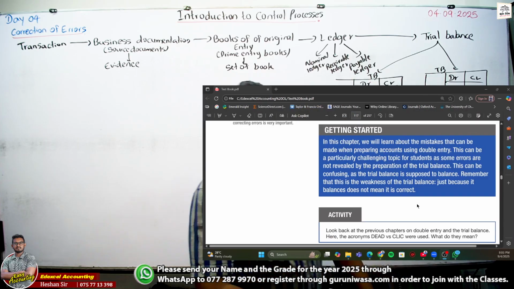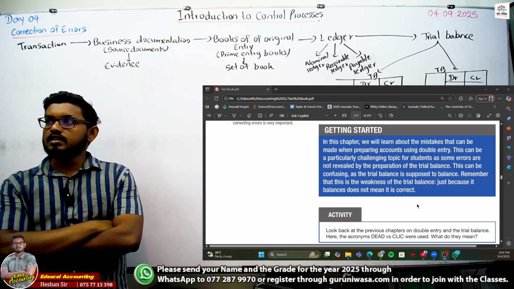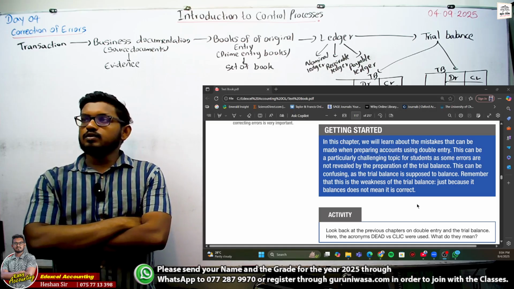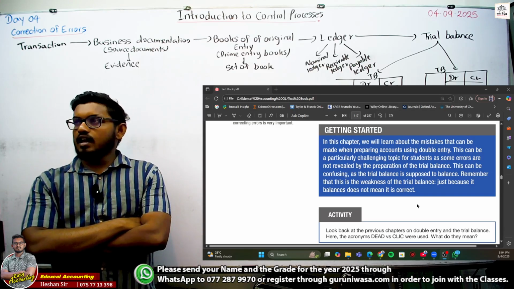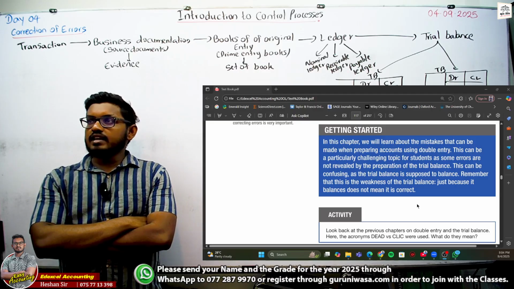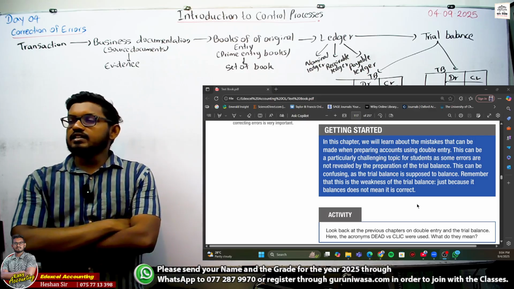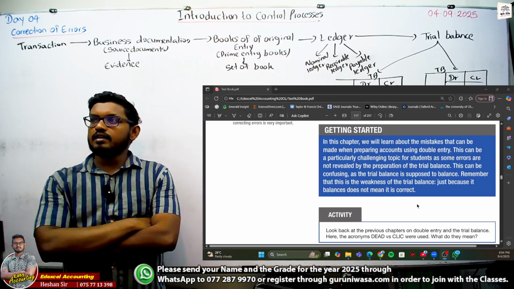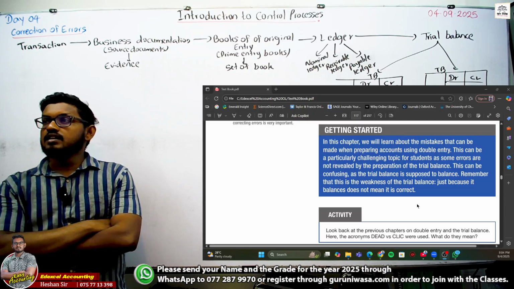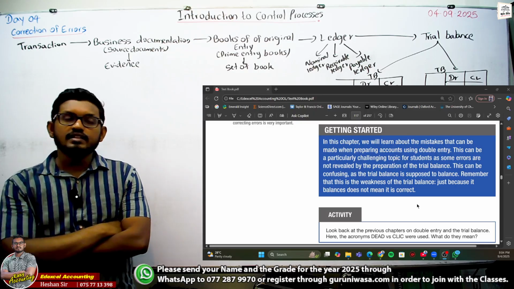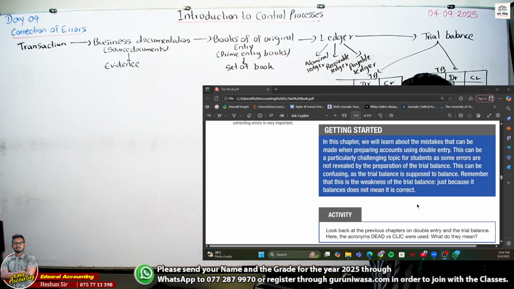In this chapter, we will learn about the mistakes that can be made when preparing accounts using double entry. This can be a particularly challenging topic for students as some errors are not revealed by the preparation of the trial balance. This can be confusing as the trial balance is supposed to balance. Remember that this is the weakness of the trial balance. Just because it balances does not mean it is correct. Though the trial balance agreed, there can be errors.